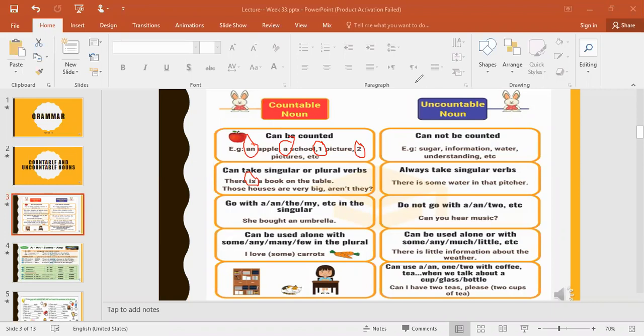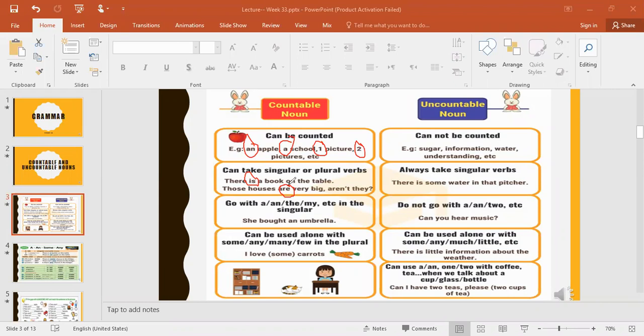Let's see the second example. Those houses are very big. Is are a singular or a plural verb? Plural verb, very good. So is and are. So the summary here is that countable nouns can take singular verbs and plural verbs.